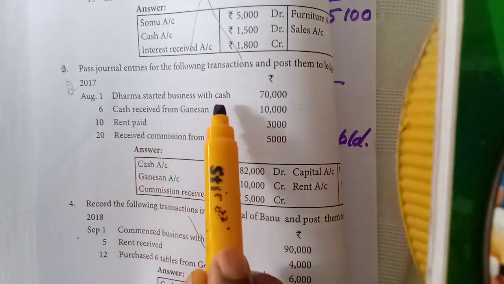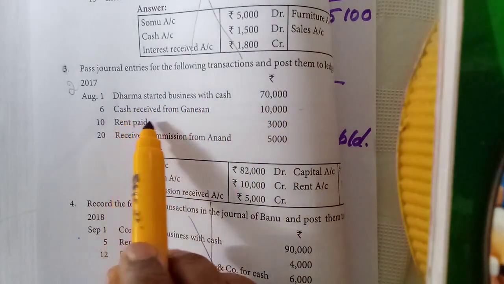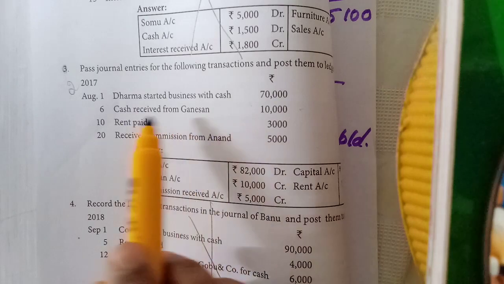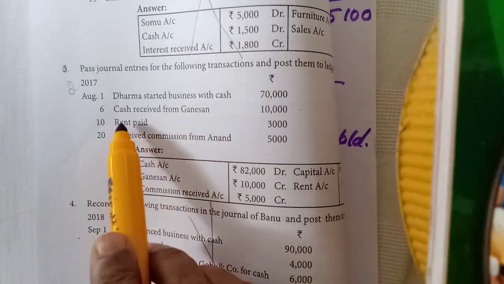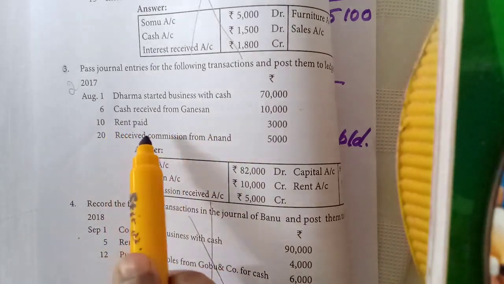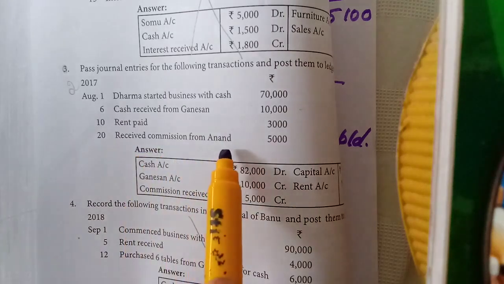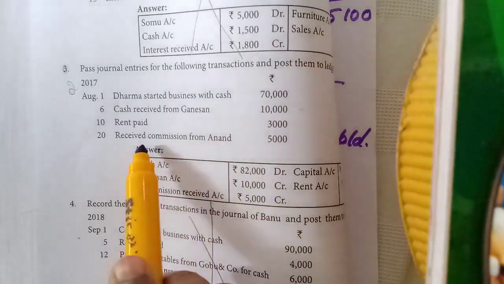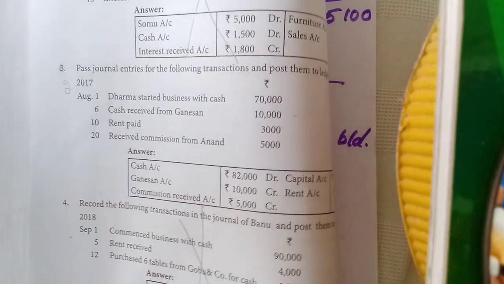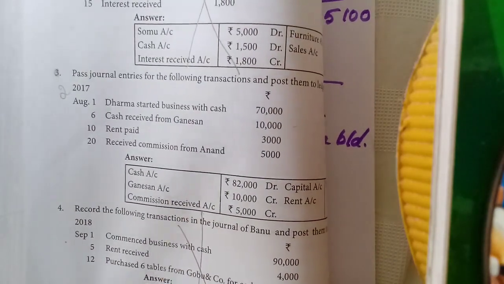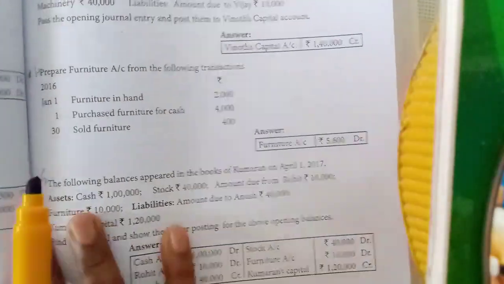Here Dharma started business, journal entry: cash account debit to Dharma's capital account. Then cash received from Ganesan: cash account debit to Ganesan. Then rent paid: rent account debit to cash. Then received commission from Anand: cash account debit to commission received. You should not write Anand account. Then we have to post them, not balance them. Only if they ask, you have to balance.